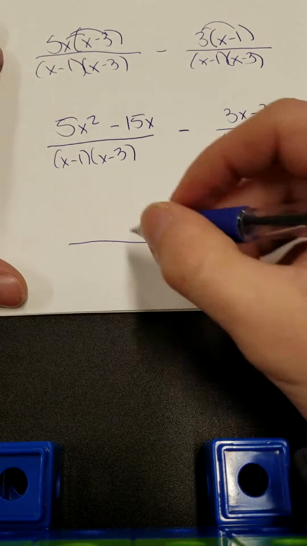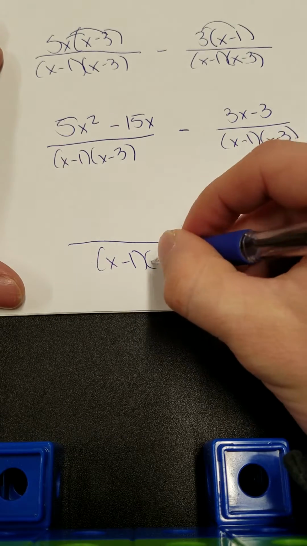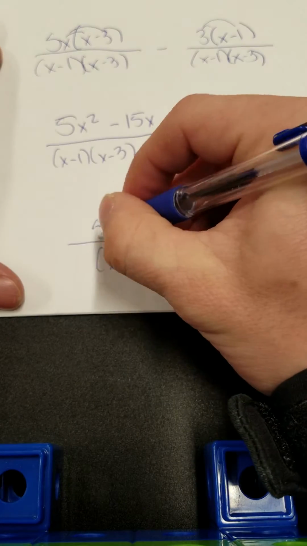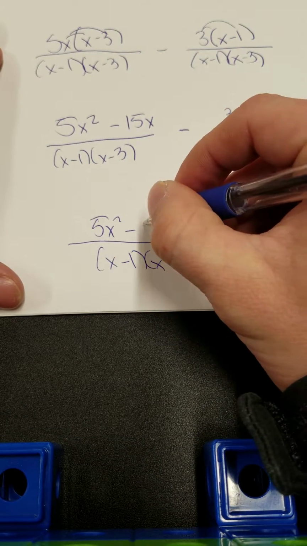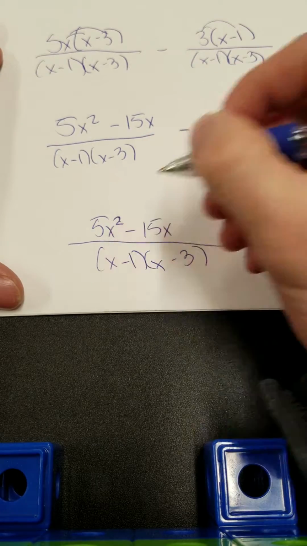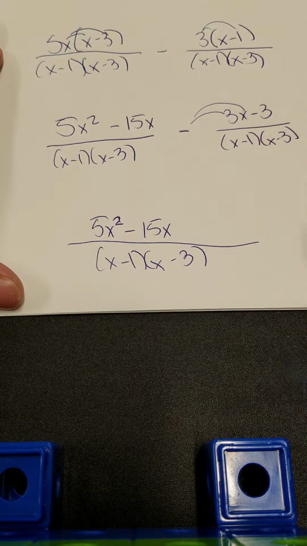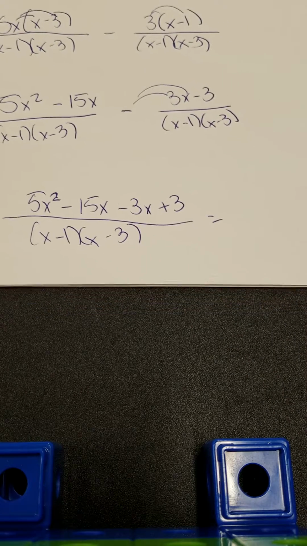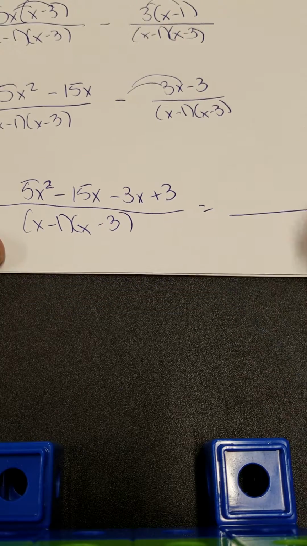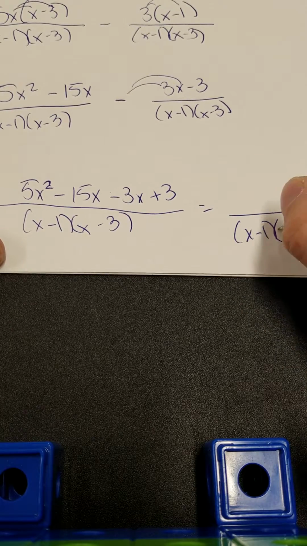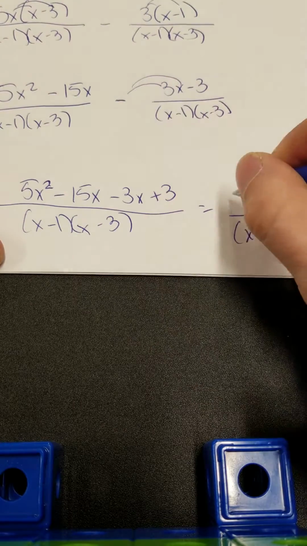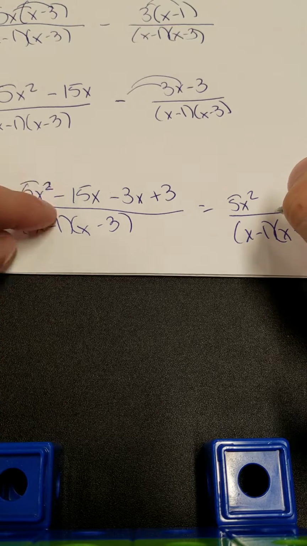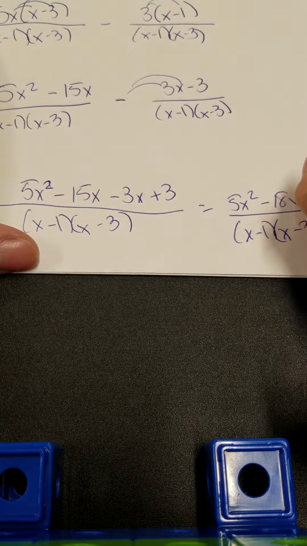Now, finally, denominator stays the same. 5x squared minus 15x. Distribute the negative now. So minus 3x plus 3. Combine like terms. Denominator stays the same. 5x squared has no like term. Negative 15x, negative 3x make a negative 18x.